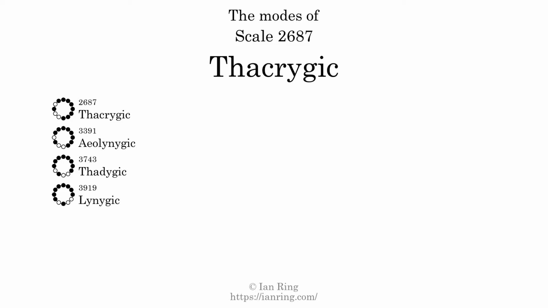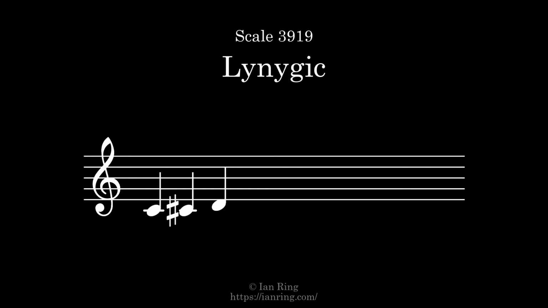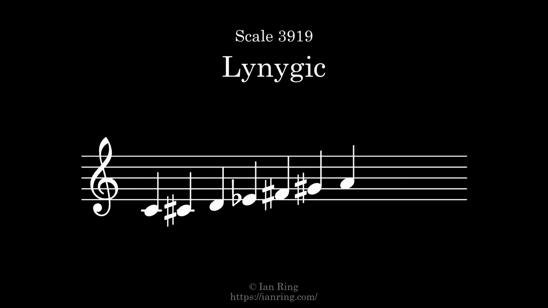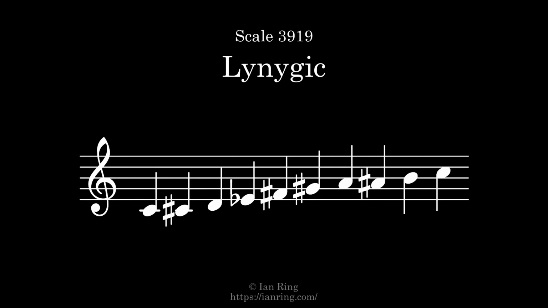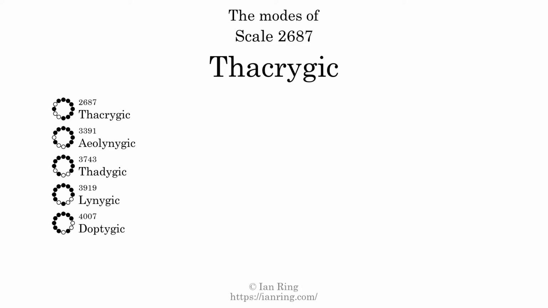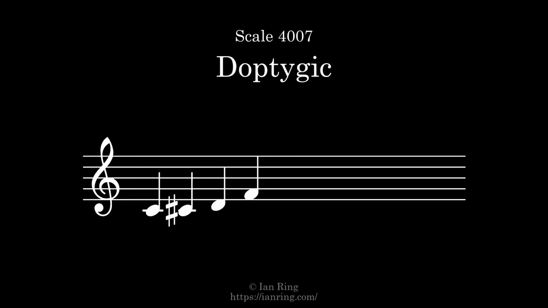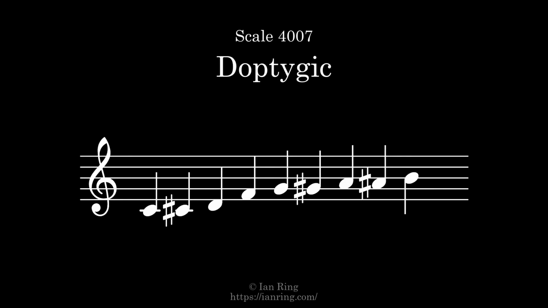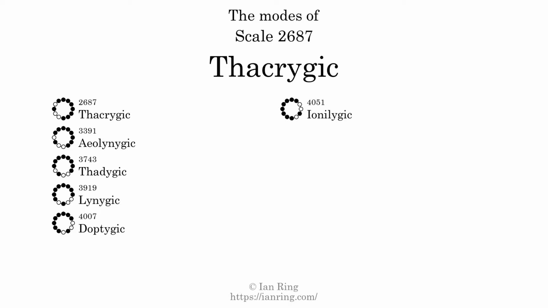The fourth mode is scale 3919, also known as Thacrygic. It sounds like this. The fifth mode is scale 4007, also known as Thacrygic. It sounds like this. The sixth mode is scale 4051, also known as Thacrygic. It sounds like this.